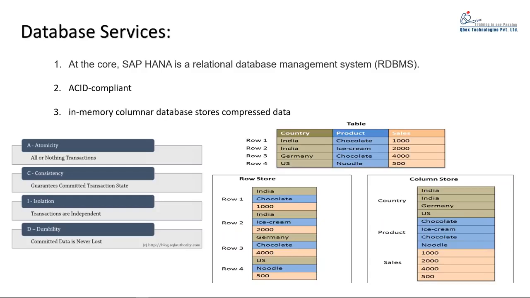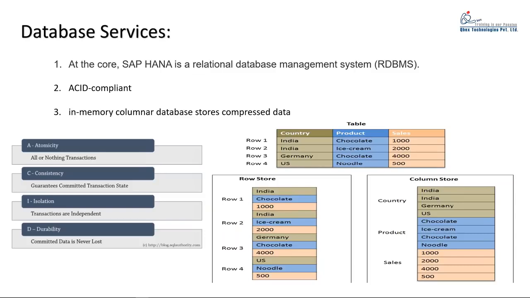But the internal mechanism of how it stores the data is different for row store and column store. In a row store, each row is stored in one continuous memory location. In a column store, all the values of a particular column are stored in one memory location. All the values of country are stored in one memory location, all the values of product in one, and all the values of sales in one.